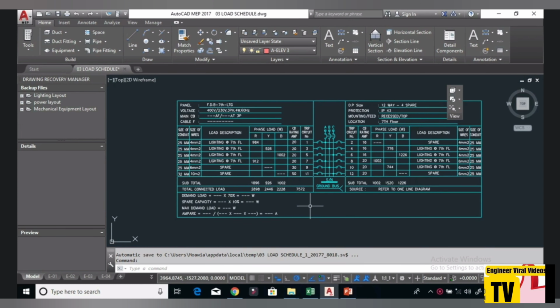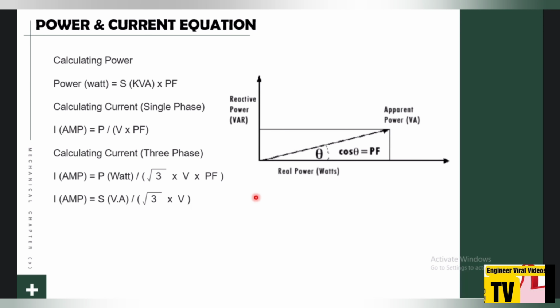In the last lecture we stopped on the calculation of the branches and main circuit breaker. But before we start the calculation we have to go back to some theory and identify some terms. In the beginning we have to identify the power. We have three types of power: real power, apparent power, and reactive power.